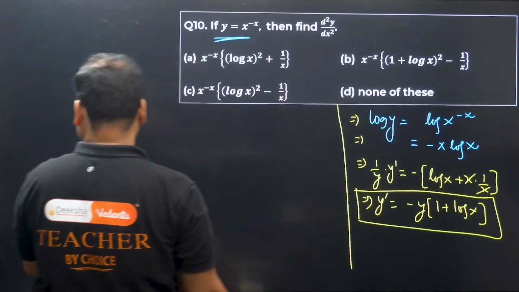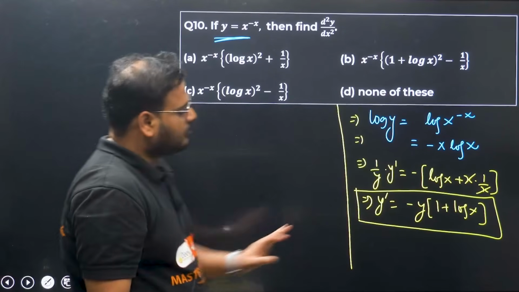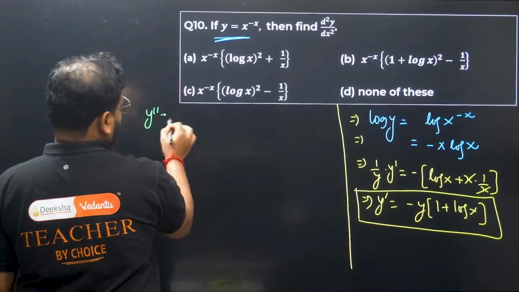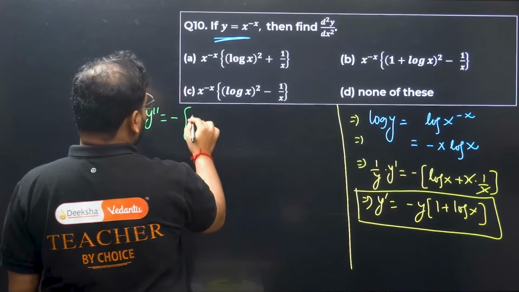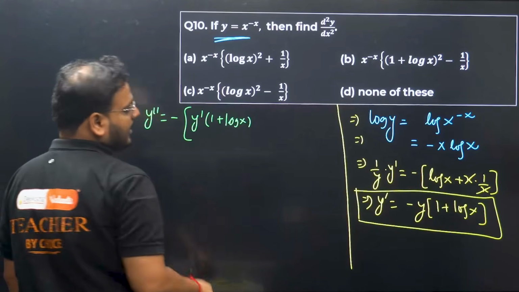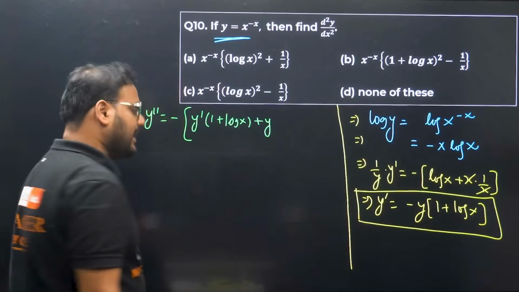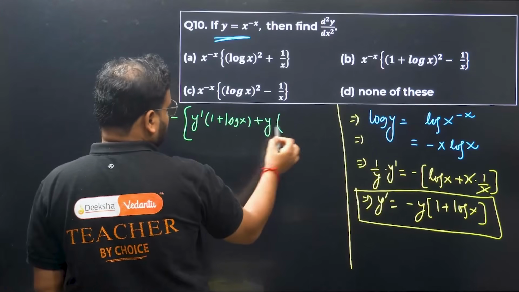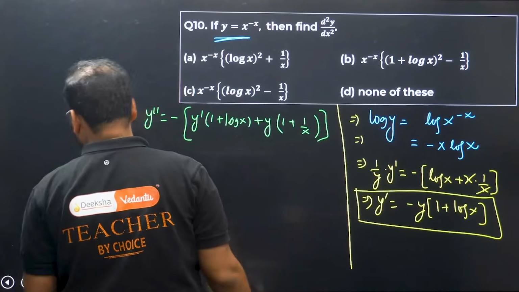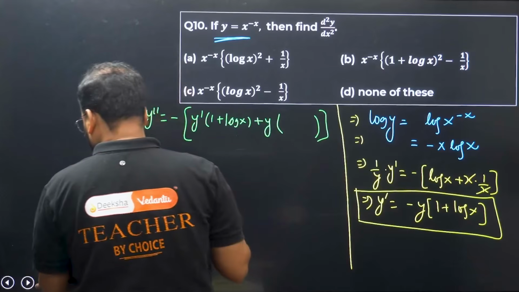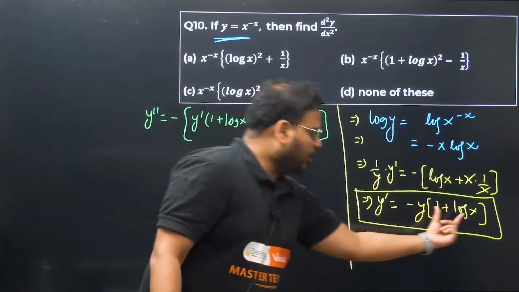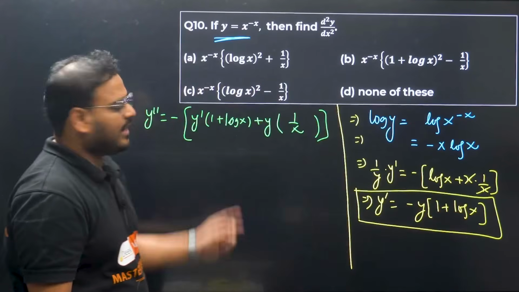All right, second derivative now. Same thing, we have to apply the product rule. My minus sign is outside. Differentiate y, we get y dash, keep 1 plus log x as it is. And this time keep y as it is and write the derivative of 1 plus log x. Sorry, not 1 plus 1 by x, my bad, simply 1 by x, because the derivative of 1 is 0 and the derivative of log x is 1 by x. So y times 1 by x.